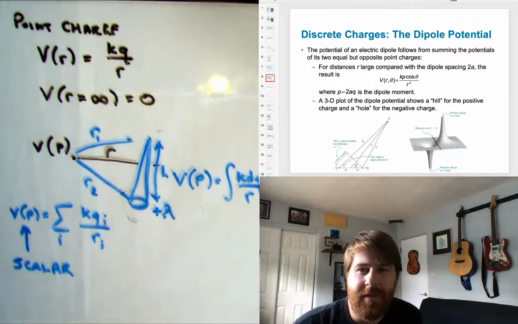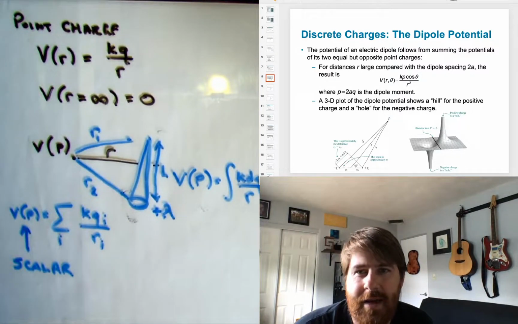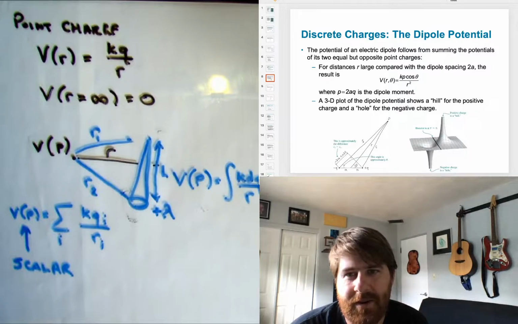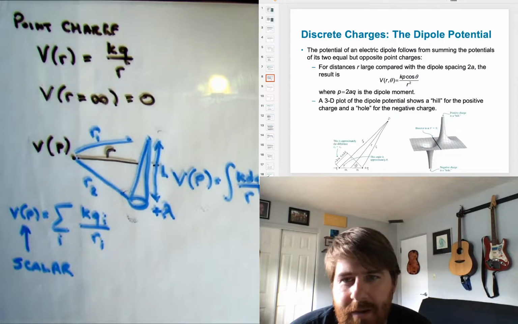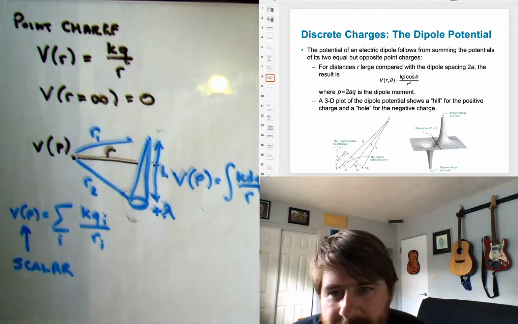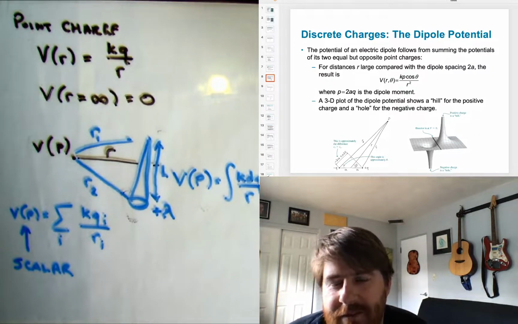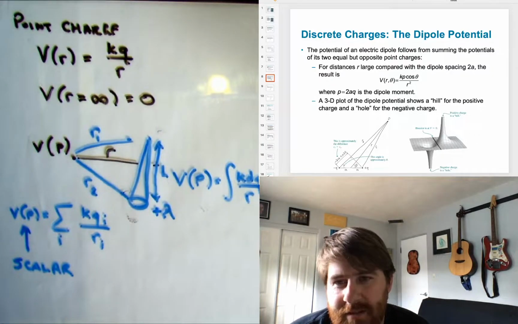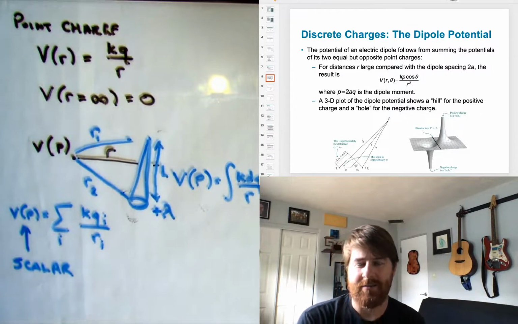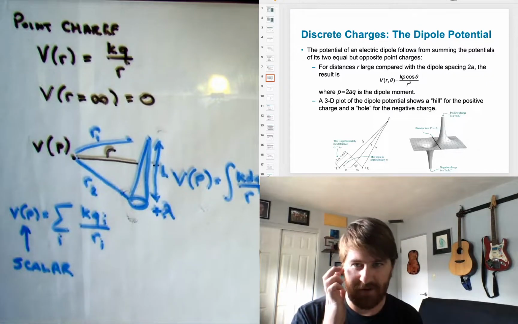Okay, so what about the potential from a dipole? We just add the potential due to each of the point charges to get the potential from a dipole. And you can see a little three-dimensional example here. We can see that the potential is negative, close to the negative charge. The potential is positive, close to the positive charge. And it decays away towards 0 as we get farther away from either of the two charges.